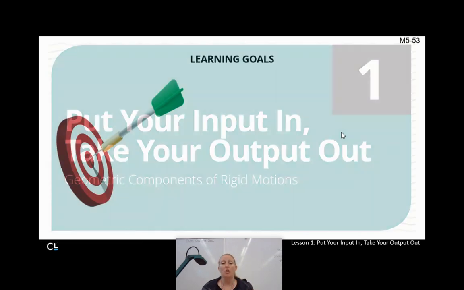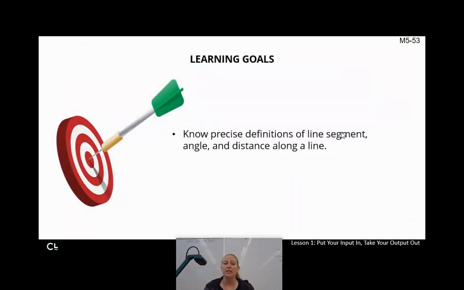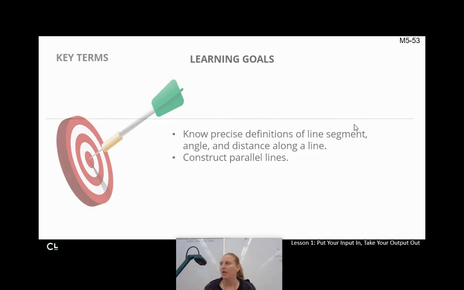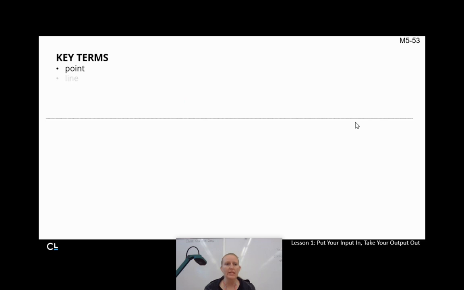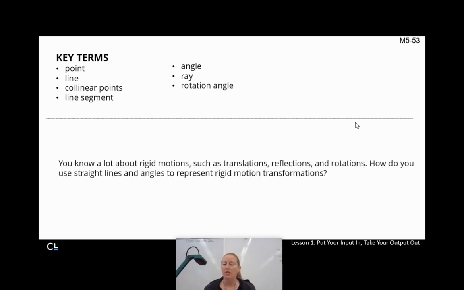Let's do this. So our learning goals for today's lesson, we're going to make sure that we know precise definitions of a line, segment, angle, and distance along a line. We're going to construct parallel lines. That's the big one. That's the big goal for today. Don't mind the trucks outside my classroom, as always. We are going to construct parallel lines. So our key terms: point, line, collinear points, line segment, angle, ray, rotation angle. Oh my gosh, we have a whole bunch of key terms today.